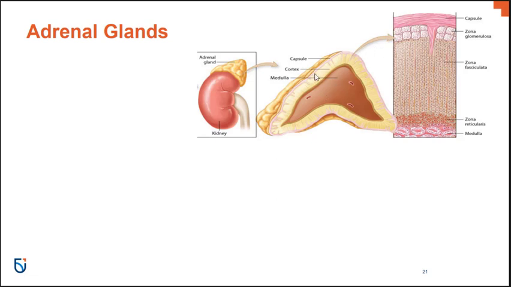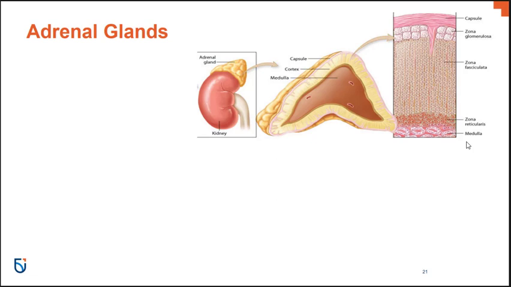The next layer in is called the cortex. You can see it shown here. So this region all here is the cortex. And this is the layer where the hormones are produced. And then we have the most inner layer called the medulla.